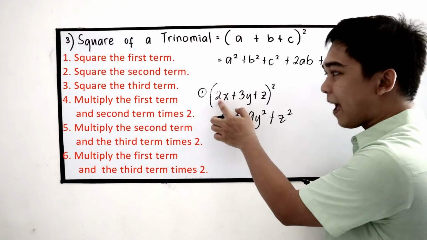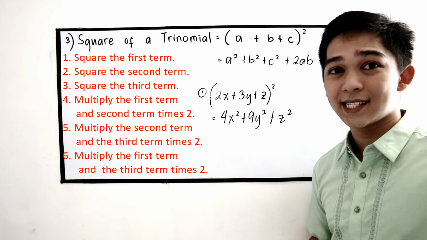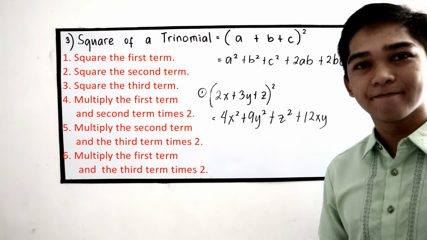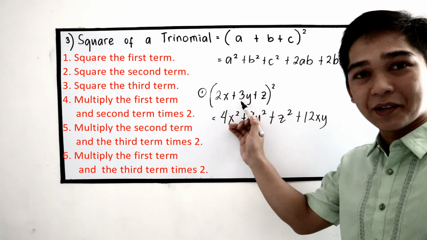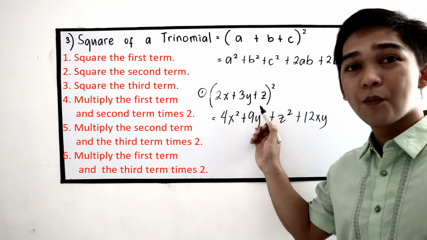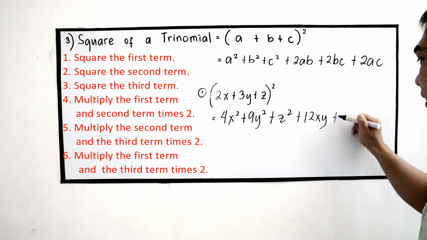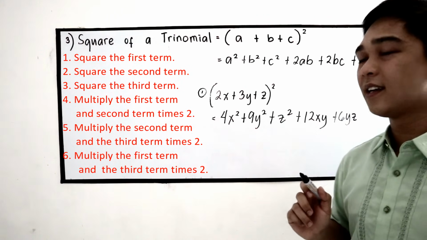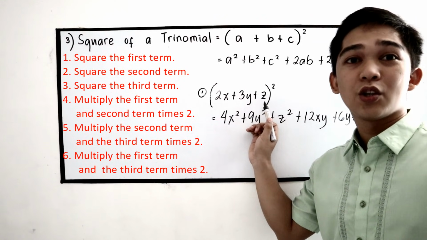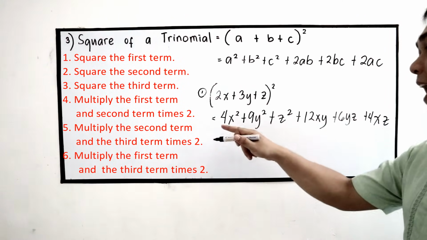Now, multiply the first and the second term. So 2x times 3y will give you 6xy times 2, so positive 12xy. Next, multiply the second term and the third term. So 3y times z, 3yz times 2, positive 6yz. And last, multiply the first term and the third term. 2x times z, 2xz times 2, positive 4xz. And now this is the final.